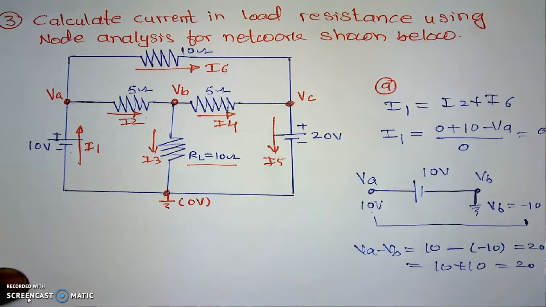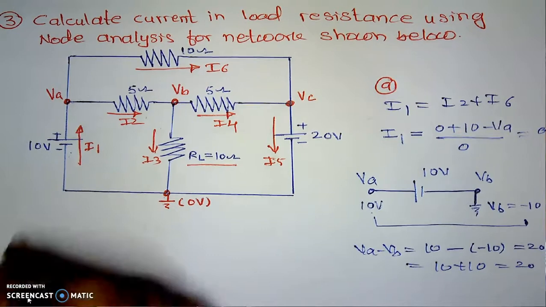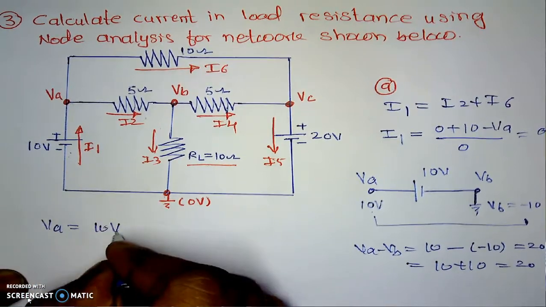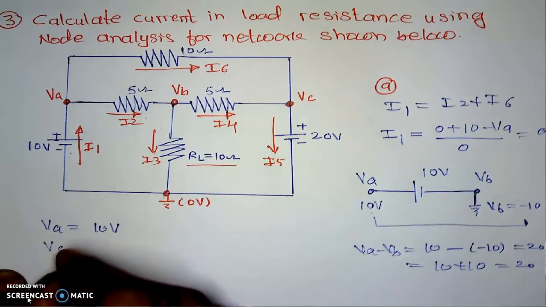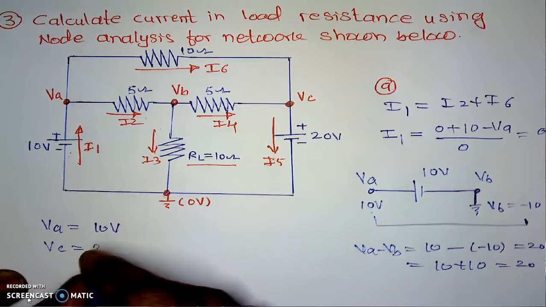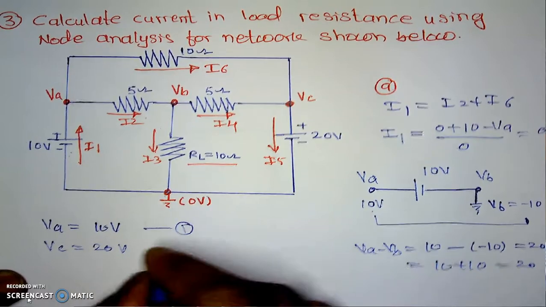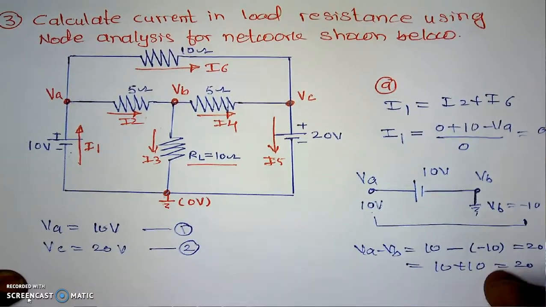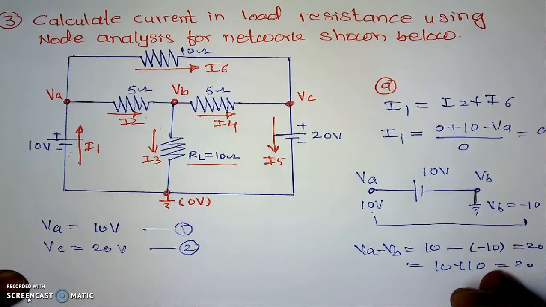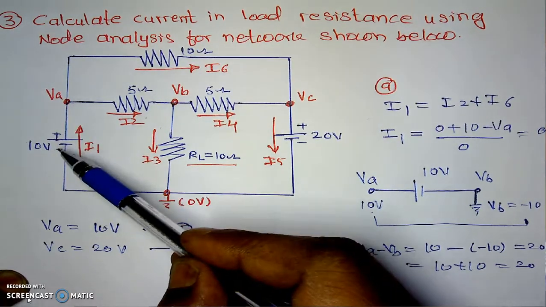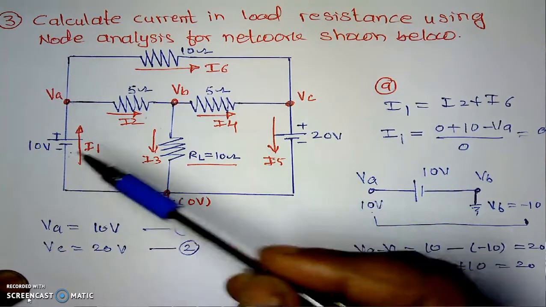Now here, using this concept, we have directly the potential VA equal to plus 10 volt, and the potential at VC is equal to the 20 volt. Means we have two equations. This is equation number 1 and this is equation number 2, using this concept. But be careful while using this concept, because while shifting the potential to its nearest node, the other terminal of the battery must be at the ground potential.